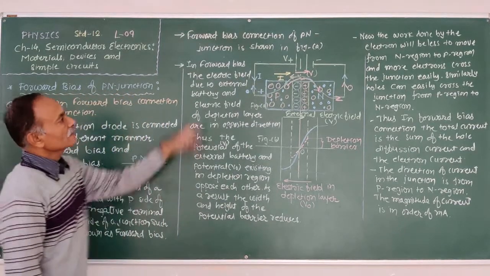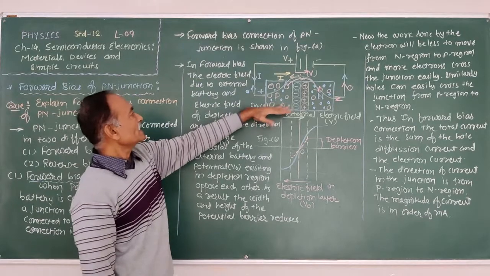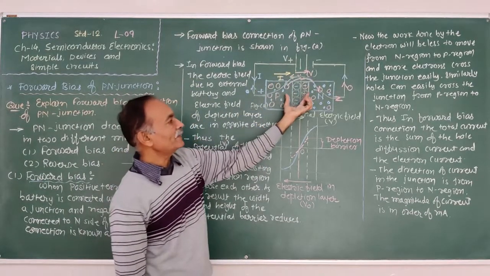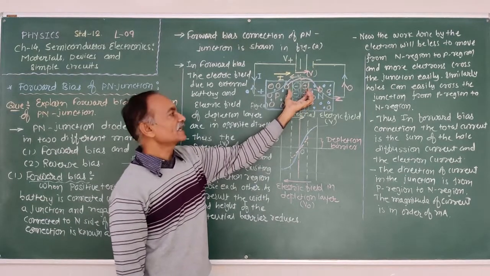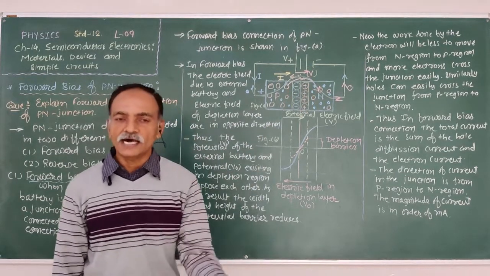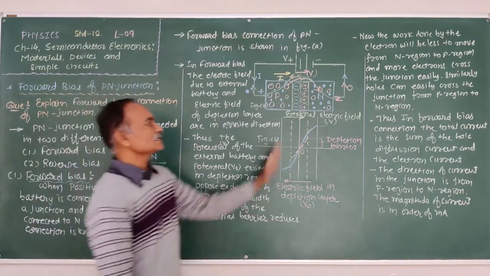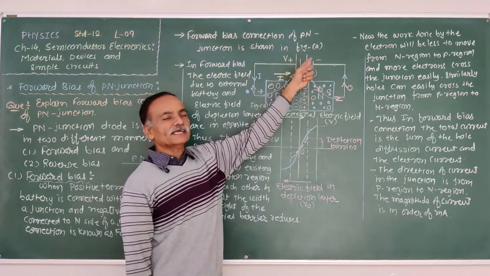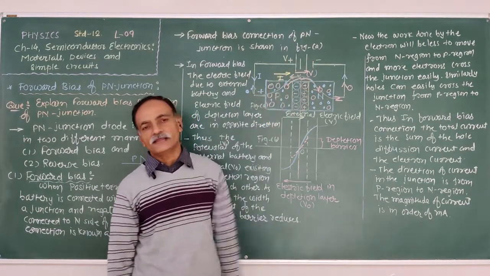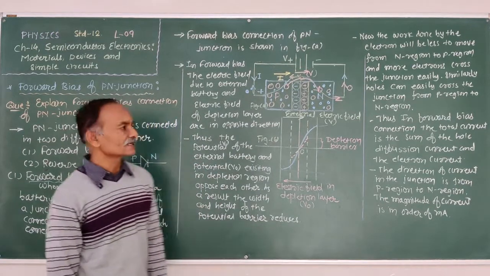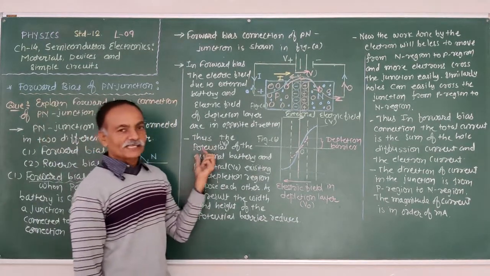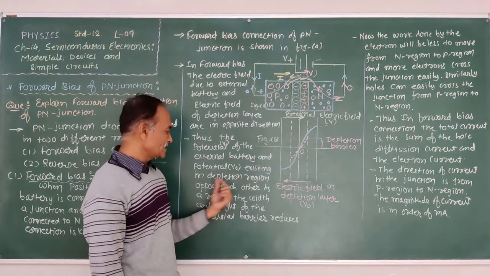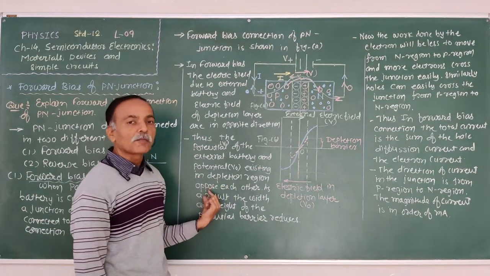Now, in forward bias, the electric field due to the applied external battery and the electric field existing in the depletion region are in opposite directions. Because in the depletion region, the electric field is in the direction of N to P, while the applied external field is from P to N. Both are in opposite directions. Thus, the potential of the applied external battery and the potential V0 existing in the depletion region oppose each other.